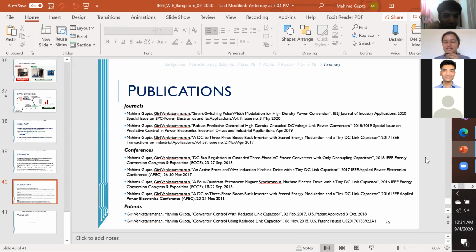Good. And what are these patents, Dr. Mahima? Are these related to? Yes. We patented the two ideas of zero energy modulation and non-zero energy modulation. This is highlighted in the two patent applications. Very good. Good.